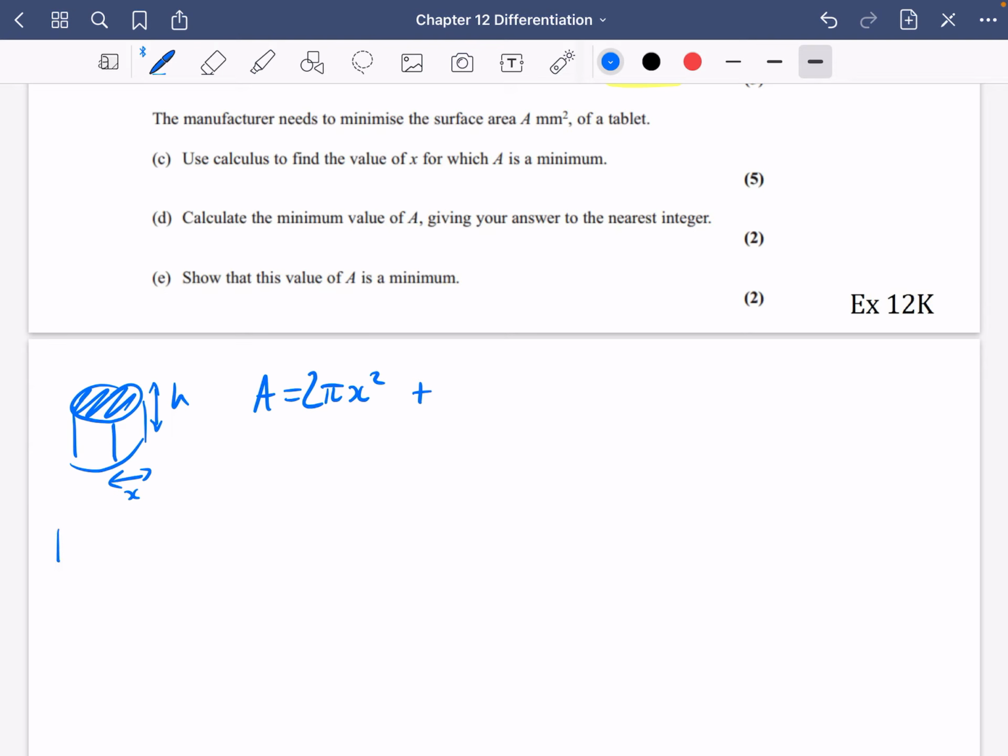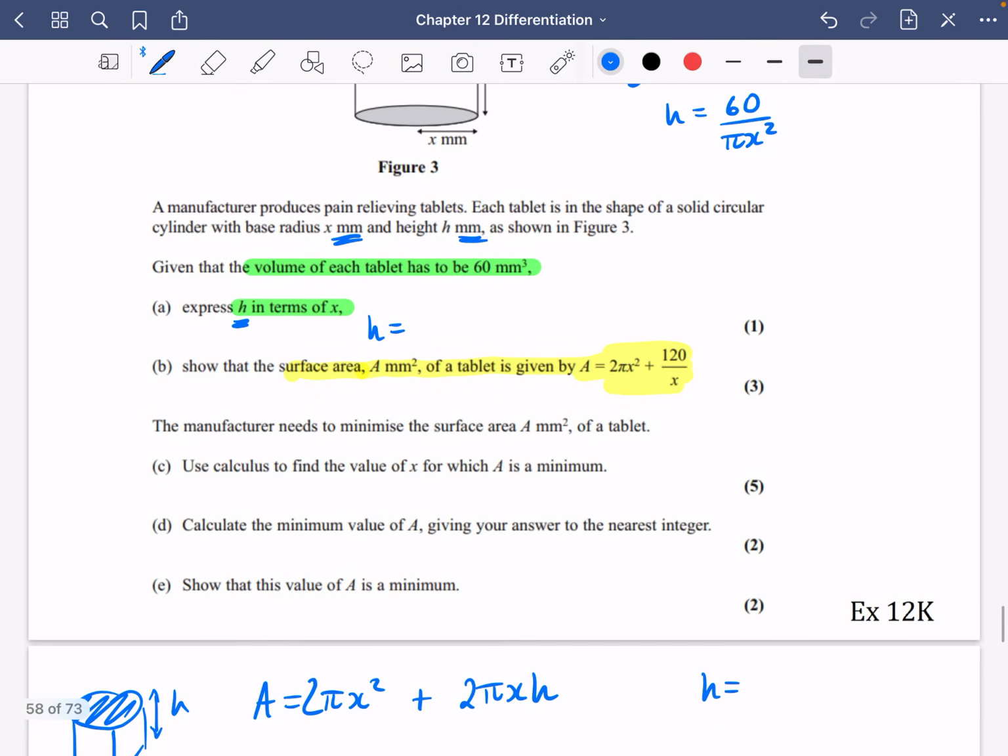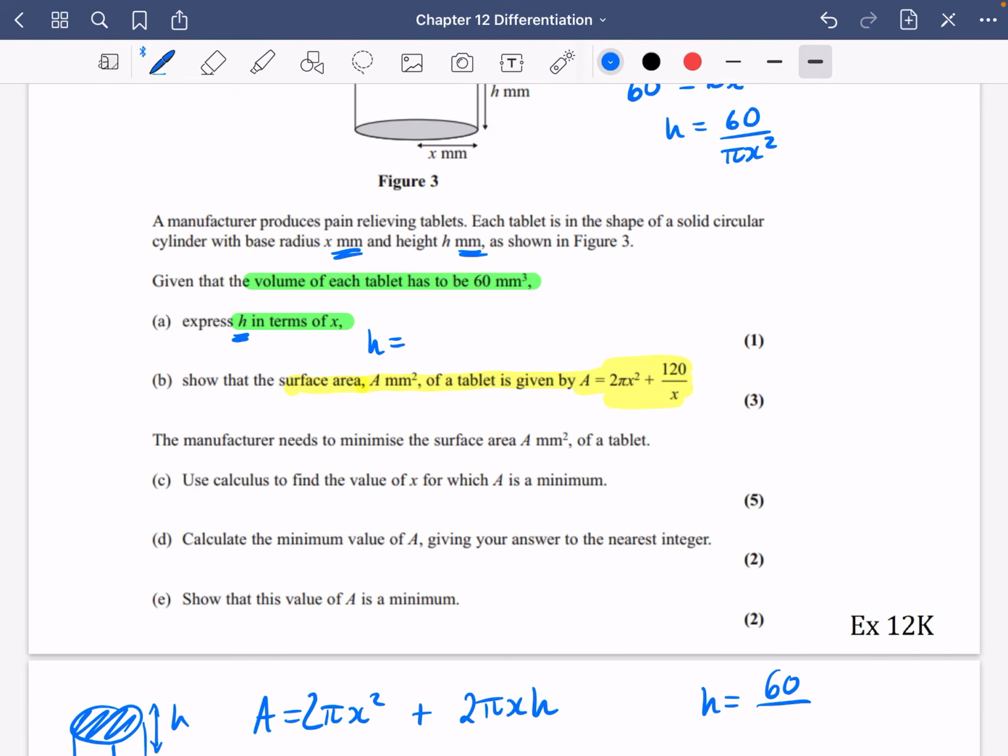If you imagine cutting it, it would end up being a long rectangle, and this distance along the outside is going to be the circumference, and the height of it is h. So it's going to be the circumference, which is 2 pi r, or 2 pi x, multiplied by the height. So all we need to do now is substitute in the thing that we found out in part 1, which is that h is equal to 60 over pi x squared.